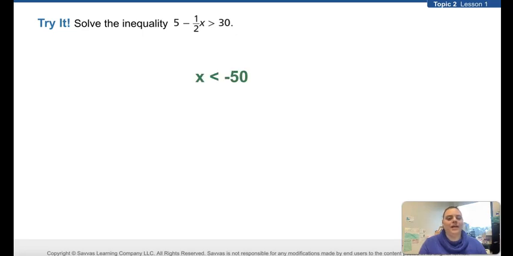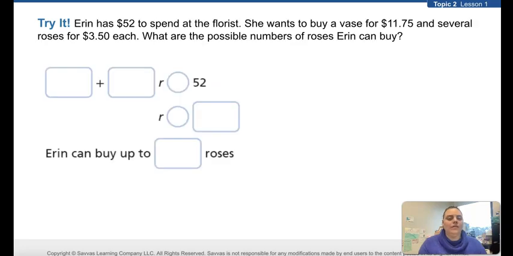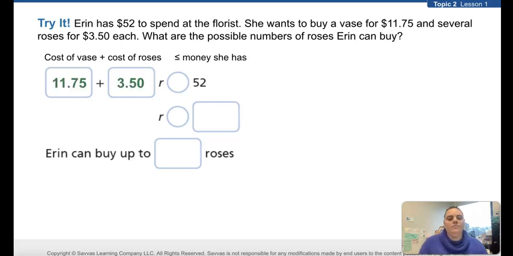Hopefully for this problem, you got x is less than -50. For the word problem, when we set it up, we're going to have the cost of our vase plus the cost of our roses has to be less than or equal to the money she has. So $11.75 plus 3.50R is less than or equal to 52. When we solve this, we get that R must be less than or equal to 11.5. She's not going to buy 0.5 of a rose, so she can buy up to 11 roses.